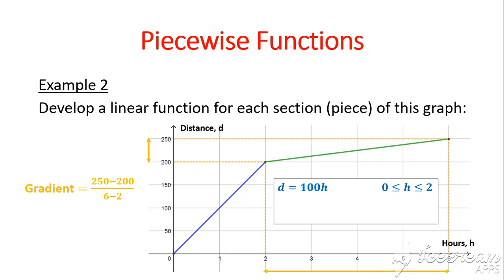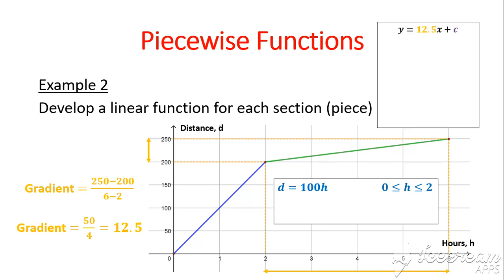To work out the gradient, we need to work out 250 minus 200. That's the rise. And to work out the run, we go 6 minus 2. That's the run. So 250 minus 200 is 50, and 6 minus 2 is 4. So we get a gradient of 50 over 4, which is 12.5. So this has a gradient of 12.5.